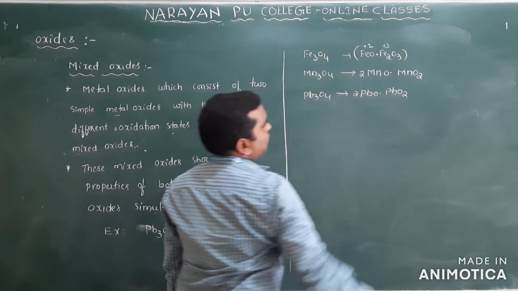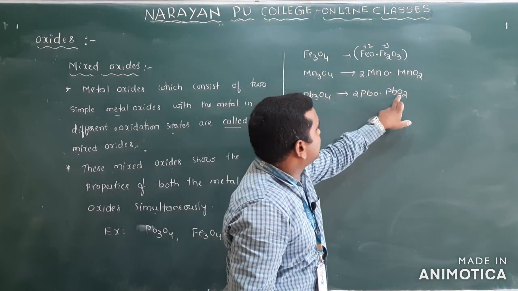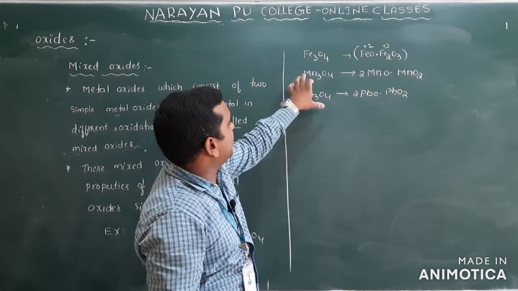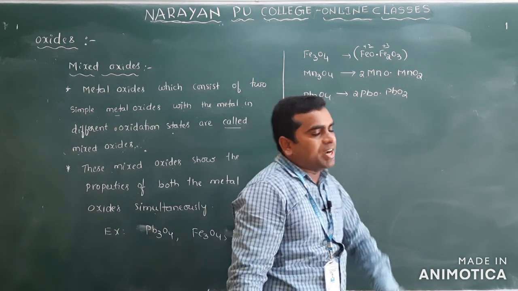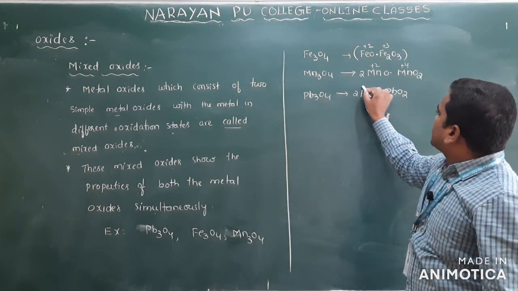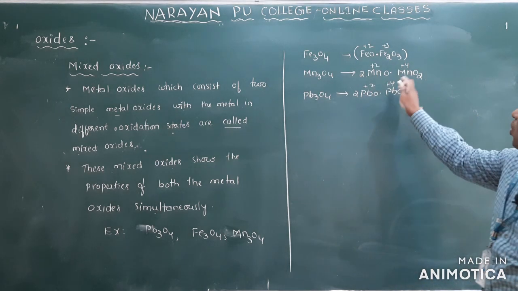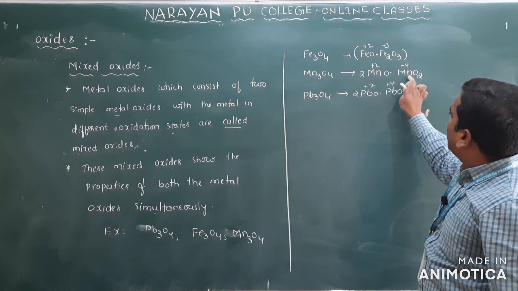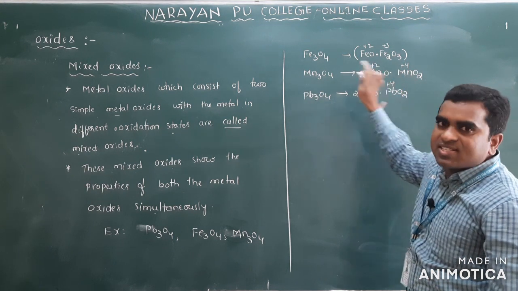PbO here, how many? 2. So 2 Pb and Pb3, and here 2 oxygens and 2 oxygens, total 4 oxygens. You see, these are mixed oxides containing two simple oxides with different oxidation states. Here the oxidation state is +2, and here it is +4. This mixed oxide will show both the properties of the simple oxides simultaneously.